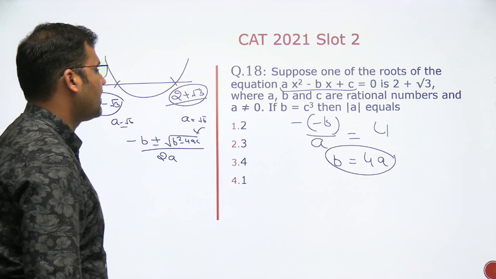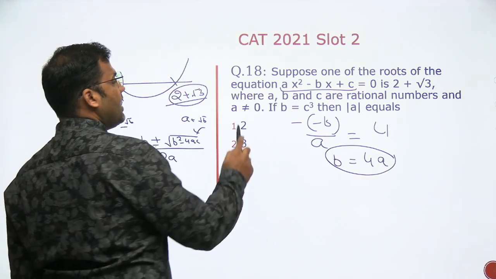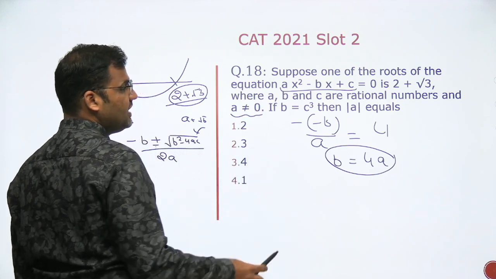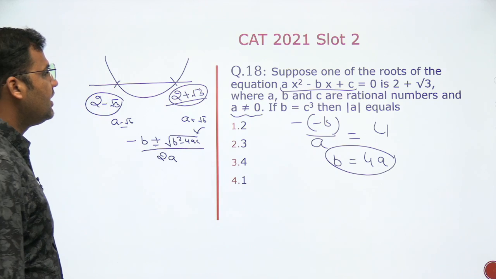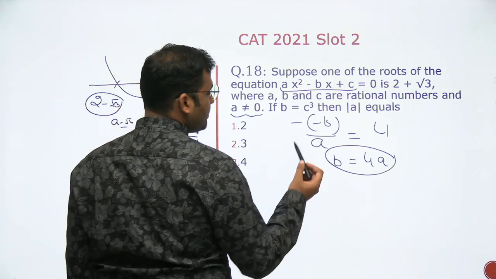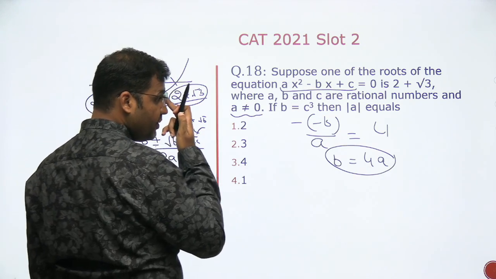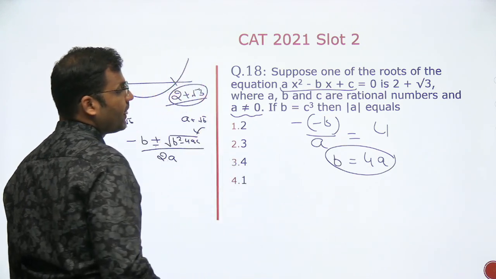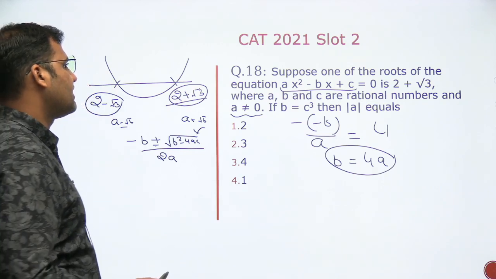Right? A, b, c are the rational numbers, right? A is not equal to 0. B is equal to c cube, then A mod is equal to what? B is given to me as equal to c cube, right? Now, B is equal to 4A. The value of B is given to me as 4A. Okay, what is the product of roots? Do I need to take the product of roots? Yes.